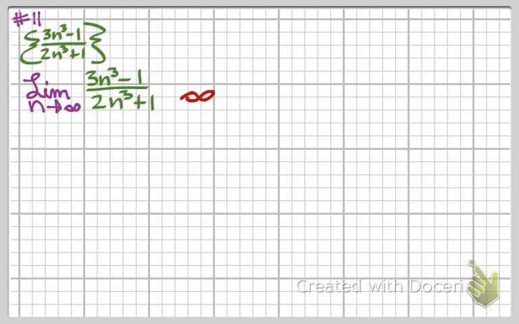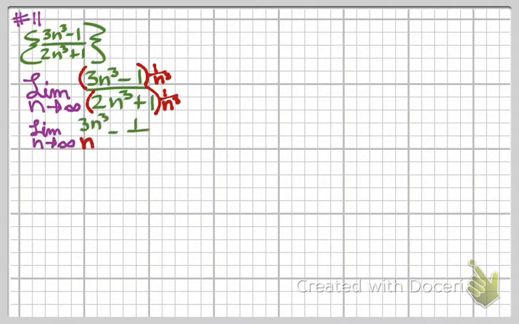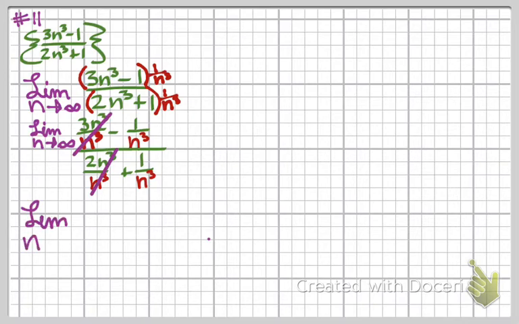That biggest power is n to the third. So you divide top and bottom by n to the third. Then you distribute that in there. Why? Because we're going to get some reduction on this sequence, so that when we run our limit, we see our n to the thirds reduce, and I'm left with 3 minus 1 over n to the third, all over 2 plus 1 over n to the third.